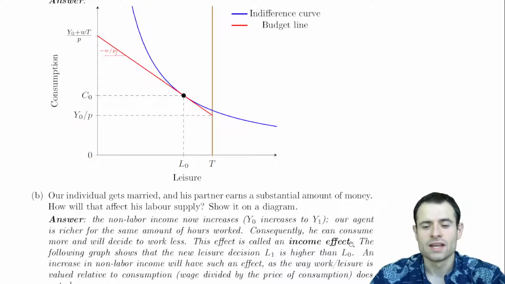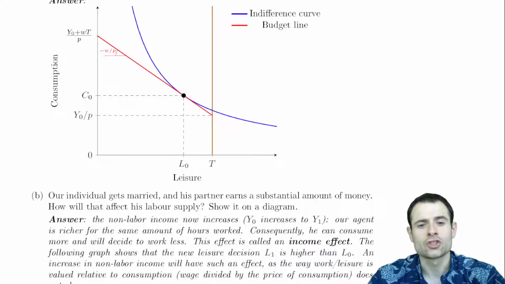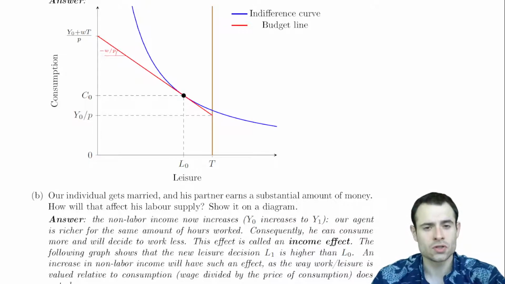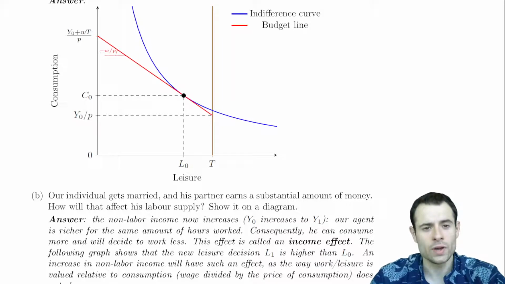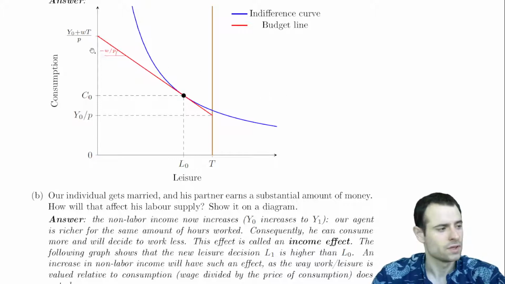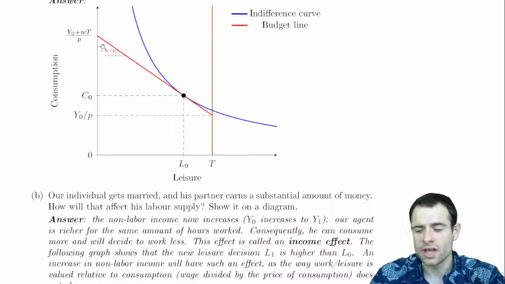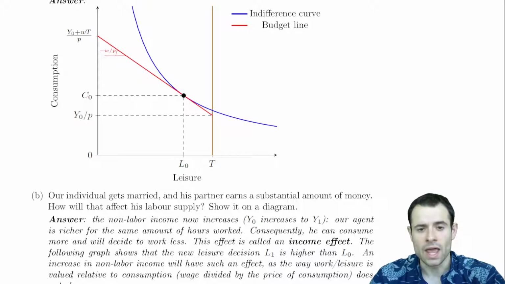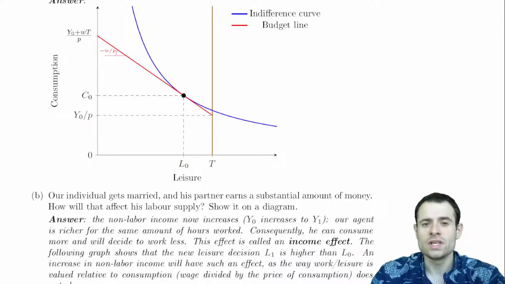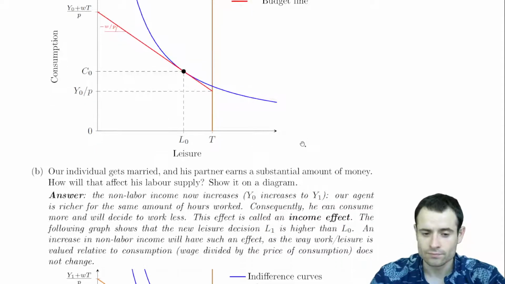Note that here we are not talking about a substitution effect, because the substitution effect is relative to the price ratio, the wage rate divided by the price. Here, this measure doesn't change. Our individual doesn't get promoted or demoted, and the price of consumption doesn't change. So, we only have an income effect, and that should decrease the labor supply of our individual. Let's see how it looks on a graph.